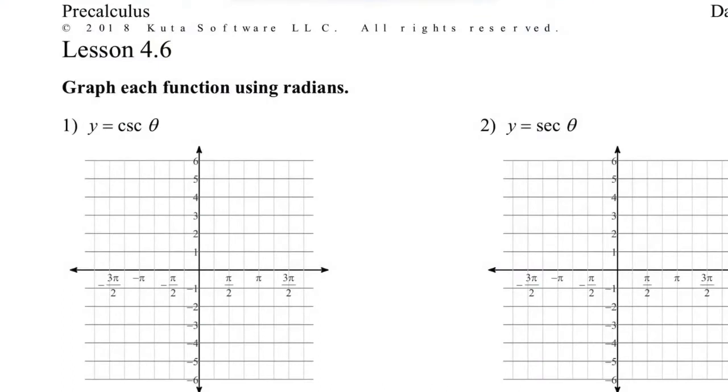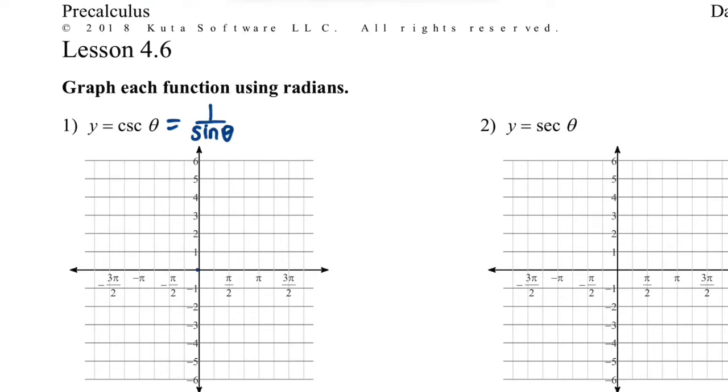Okay, I'm going to recall how to graph the cosecant function and the secant function. I'm going to explain it a little bit more thoroughly than I might have when we were first going over these parent functions. So cosecant of theta comes from 1 over the sine of theta. So it's the reciprocal function of the sine of theta.